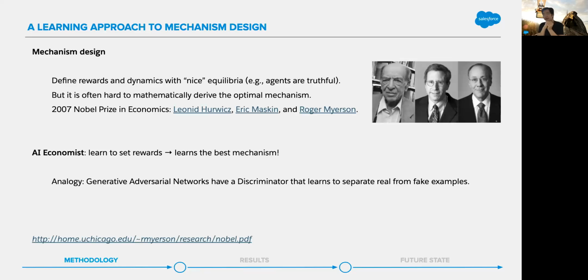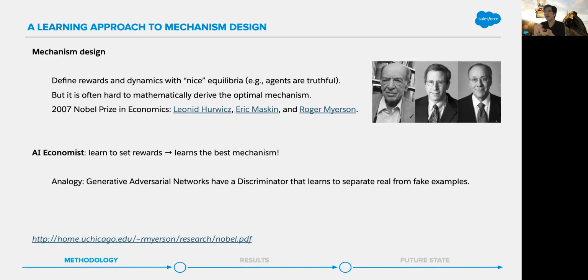Now, in a related strand of research called mechanism design, we actually ask the inverse question. We ask, how can we define rewards and rules of auctions, for instance, that will lead to equilibria that are, quote unquote, nice? For instance, everyone tells the truth about how they really feel about a painting. But again, this is really hard to actually solve in closed form. In fact, in 2007, the Nobel Prize in Economics was awarded to the three gentlemen on the right for studying this problem. Again, it's very hard to actually derive optimal mechanisms.